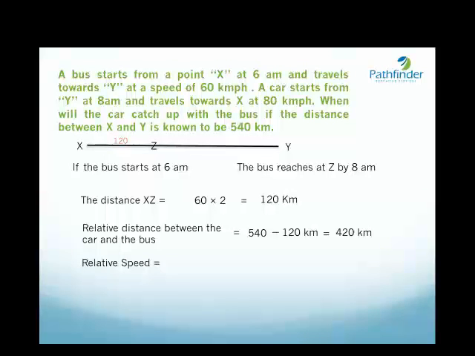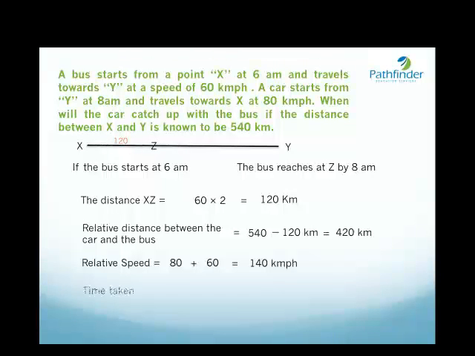Now, relative speed in this case, because the two bodies are traveling in opposite direction, the bus and the car, that is, they are traveling in opposite direction. Therefore, the relative speed will be the summation of the two speeds, and we have 80 plus 60 is equal to 140 kilometer per hour. That is the relative speed between the car and the bus.